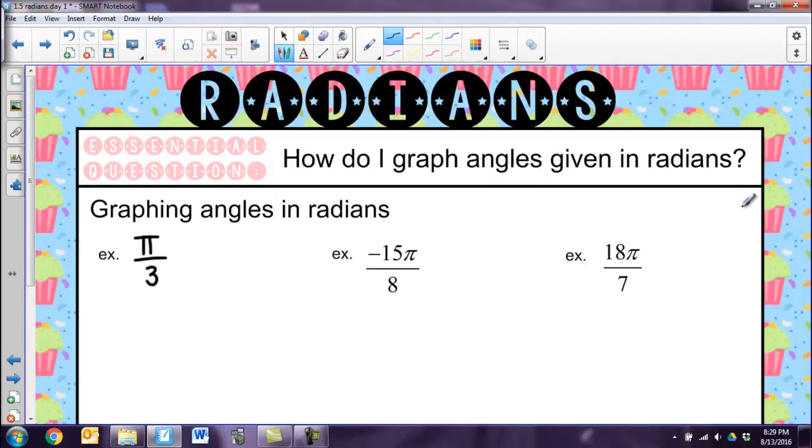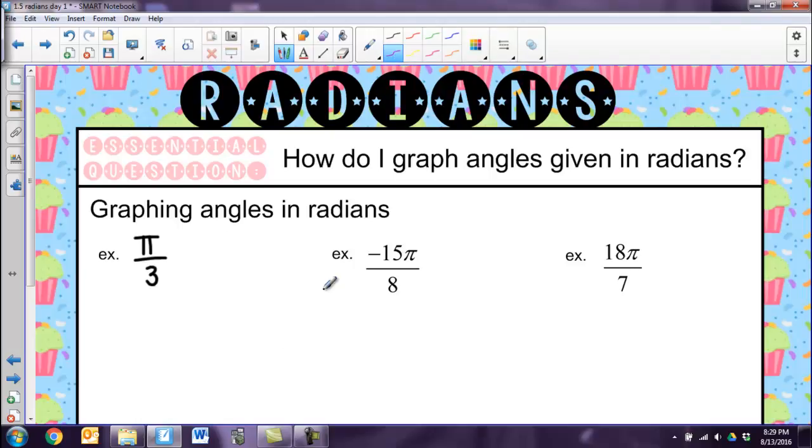So the next thing we're going to do is graph these angles in radians. And as tempting as it might be to convert it into degrees and graph it the way you were, we're going to go ahead and learn how radians work on this unit circle, so that it makes life a little easier when we have to find exact values.